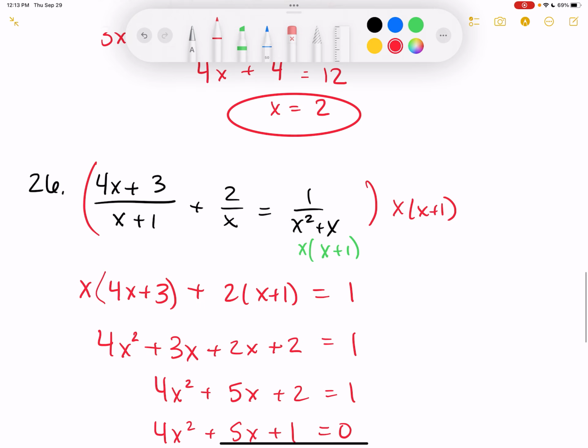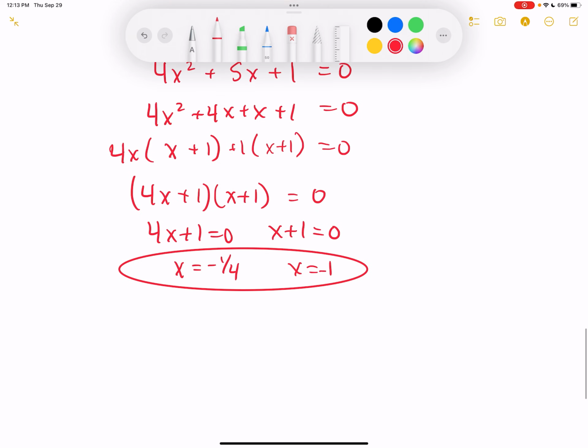Now, really quick though, take these answers and look back into the original equation. If I plug in negative 1, what's going to happen? It's not going to work. Negative 1 plus 1 is 0. Can't have that. So it's gone. So it's just negative 1/4. That's why we have to check them. Okay.